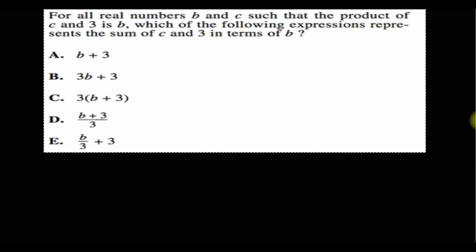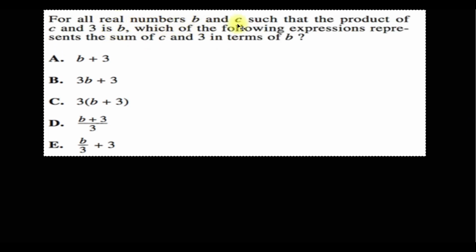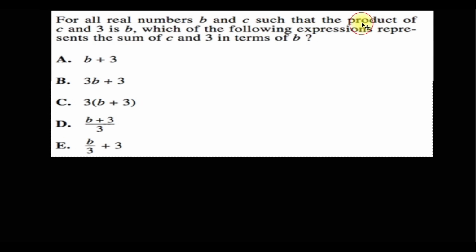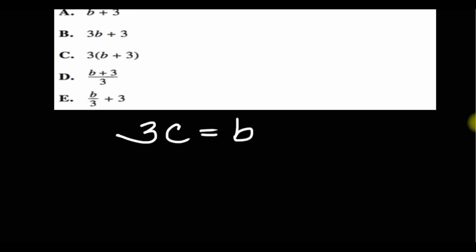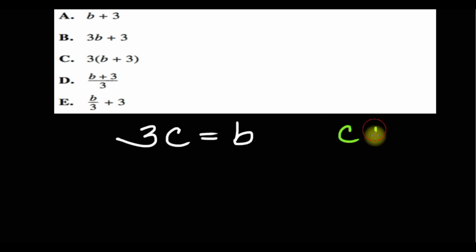So the first thing you have to do here is set up the equation that you were told. We're looking at the real numbers B and C such that the product, so product is multiply, of C and 3 is B. So that means when you take C times 3, it comes out to B. So here we can go 3C equals B. It says which of the following expressions represents the sum of C and 3 in terms of B. So basically we're looking for what C plus 3 is.